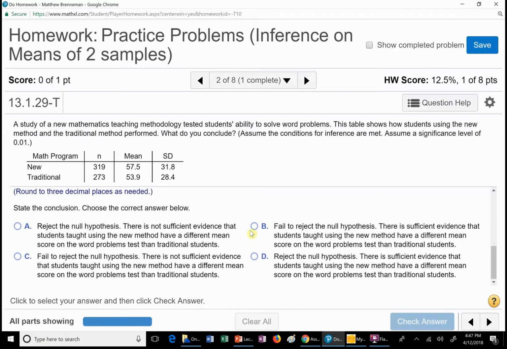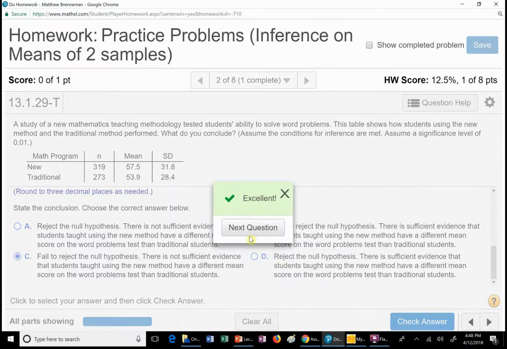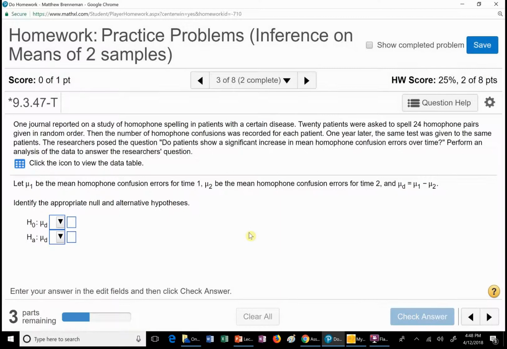Okay. Let me see what the next one is. Fail to reject, there's not sufficient. Okay. This is a really good problem. So I'll tell you what, I think we'll stop here for today. I'm going to stay if you guys want to work more, but this is a good problem to look at and think about. This question of paired and unpaired, sometimes it's not quite as easy as it seems. You have to think about it.